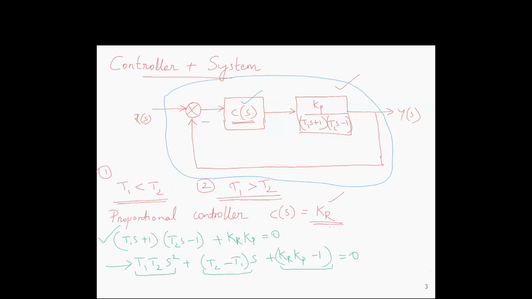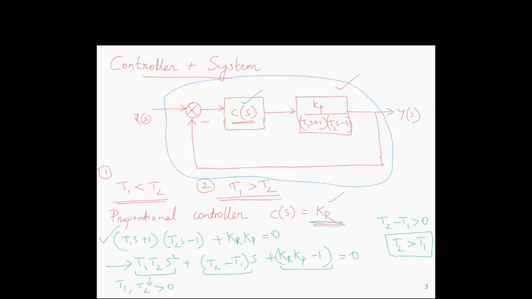All the terms in the denominator should be positive. That is a sufficient condition to stabilize the system. From the first term, we will get T1 as well as T2 should be greater than 0. Similarly, from the second term, we will get T2 minus T1 should be greater than 0, that is, T2 greater than T1. This is a sufficient condition for the system to be stabilized by using a proportional controller.